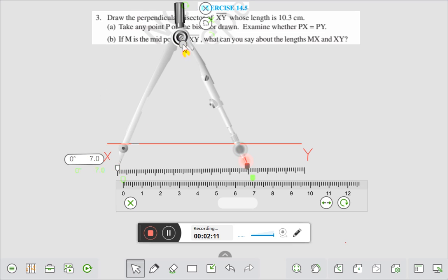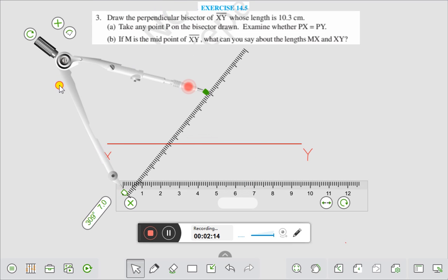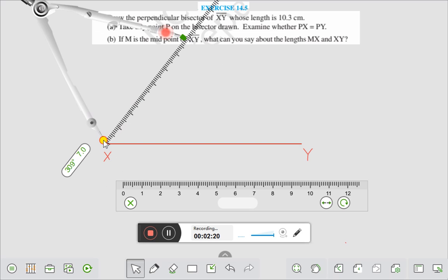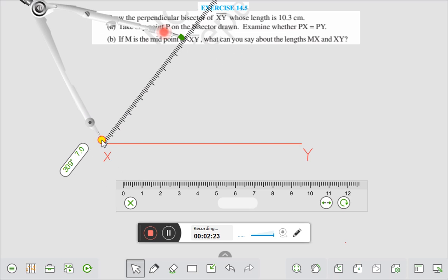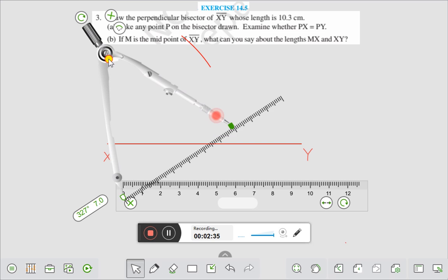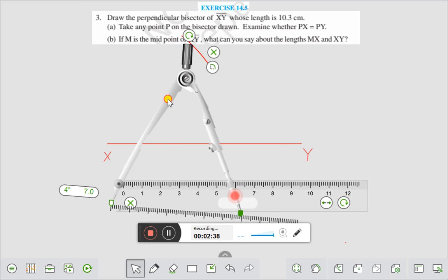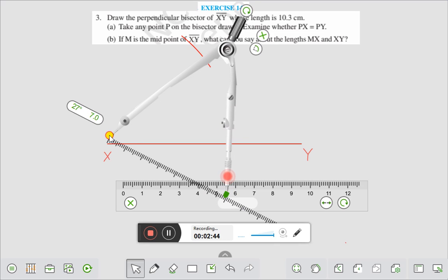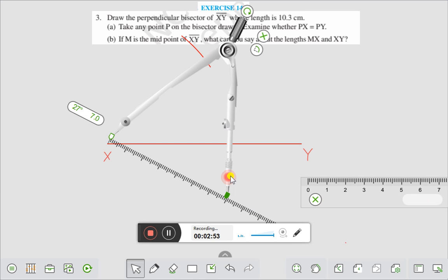And now draw a curve. Put the pointer on point X and take a curve here, right? In the same way, take the pointer at point X and take another curve.